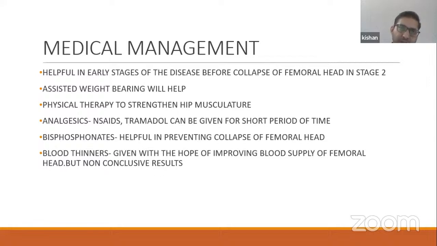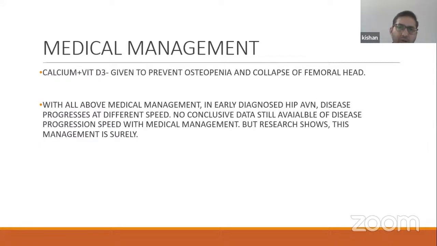In early stages, we can give pain relief, physical therapy, and bisphosphonate, which will prevent collapse. Bisphosphonate is the only drug which actually helps in preventing the collapse of the femoral head if the patient presents in the early stage. And we usually start ecosprin as a blood thinner; if there is any thrombotic or thromboembolic phenomenon, it can improve the blood supply to the femoral head, but it has a non-conclusive result. Other drugs which can help are calcium plus D3, which helps in the reparative process in the femoral head and in preventing the collapse of the femoral head.